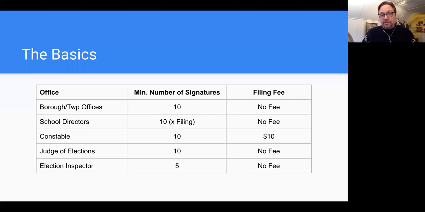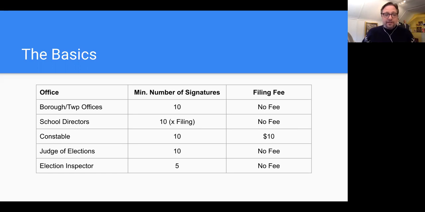Each constable needs a minimum of 10 signatures. Again, this is a partisan election, so you'd be running as a Democrat. You would need a minimum of 10 signatures, and there is a $10 filing fee because this is considered a state office. We'll talk about a slightly different process in filing for constable when we get a little further on and talk about that statement of financial interest that is so important in finalizing your nominating petitions.